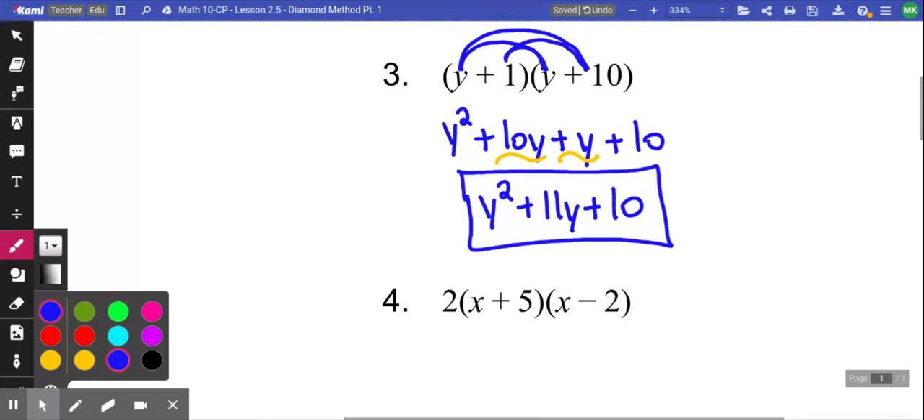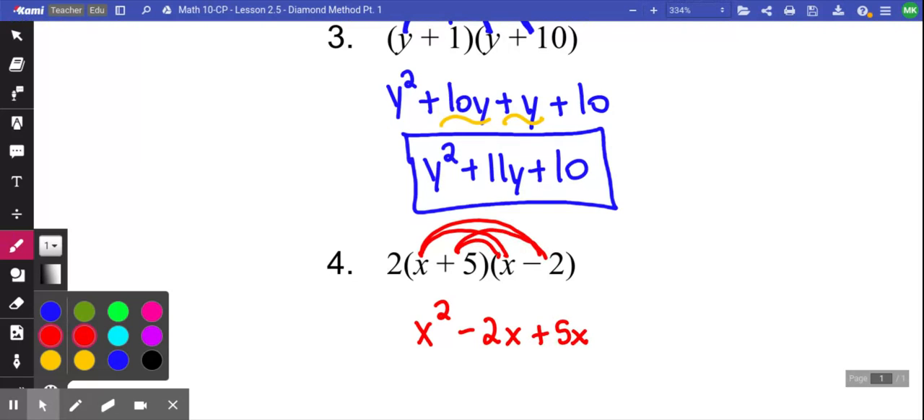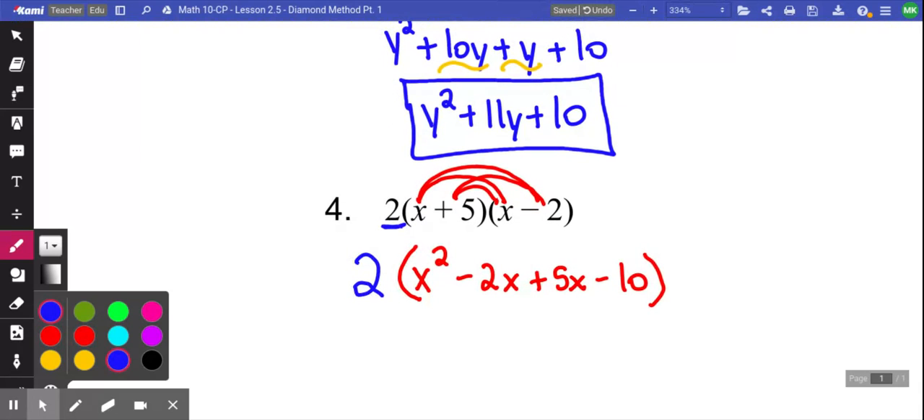Our last one down here, we now have three things going on. So we have 2 times x plus 5 times x minus 2. When you get this situation, you want to multiply the binomials together first. And then 5 times x is plus 5x. 5 times negative 2 is negative 10. And you want to keep that in a set of brackets, and that 2 just stays out front like that.